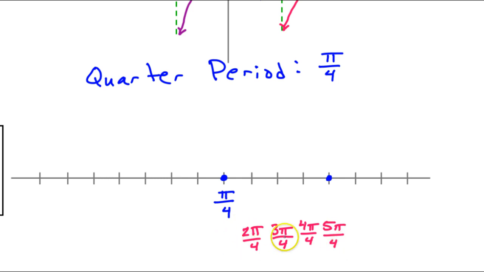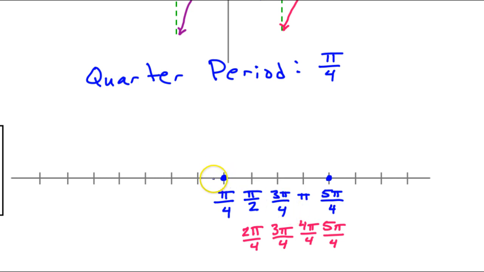I wrote this down here because some of these are going to reduce, and I didn't want them in my way. So 2 pi over 4 is the same thing as pi over 2. 3 pi over 4 doesn't reduce. 4 pi over 4 is just pi. And 5 pi over 4 does not reduce. Okay, so these are the values that I would use for one period of the tangent function.